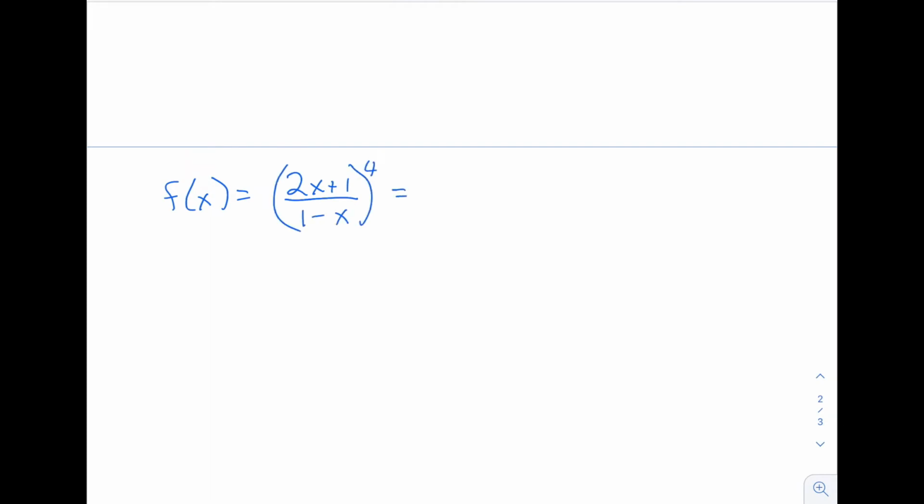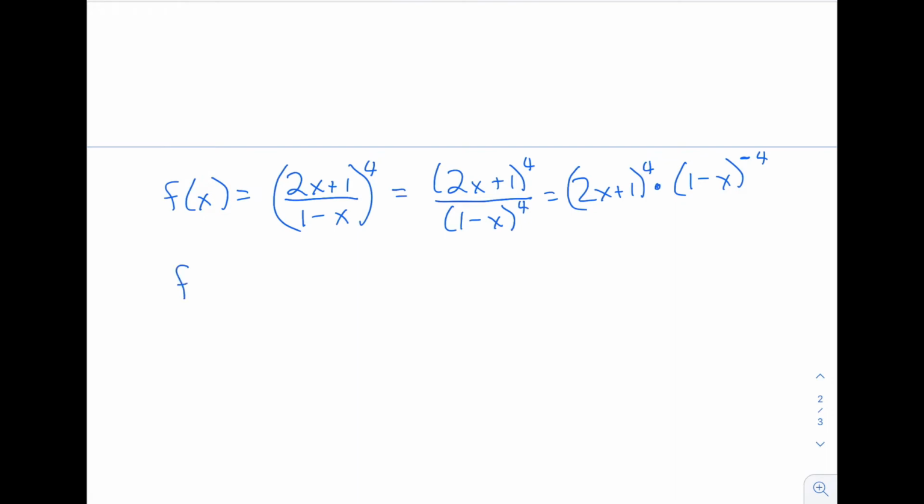And just like I did in the previous problem, I can write this in this way. If I wanted to not have the quotient here, if I wanted to get rid of my fraction, I can rewrite this as 2x plus 1 to the 4th. And then bringing the denominator up will make this a negative exponent. So now I'm all set to use the power rule. Let's copy this down over here again.